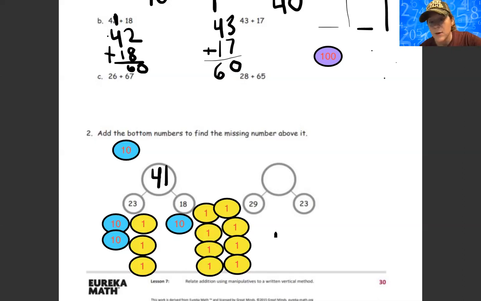Okay, so I want you guys to go ahead and do this one on your own. If it works easier for you to write it out this way, 29 plus 23, and write it out vertically to solve it, that's fine. Remember, you're going to start with your ones column, okay?